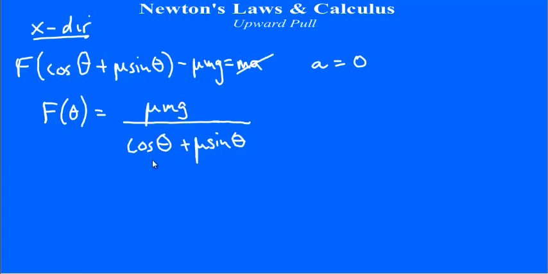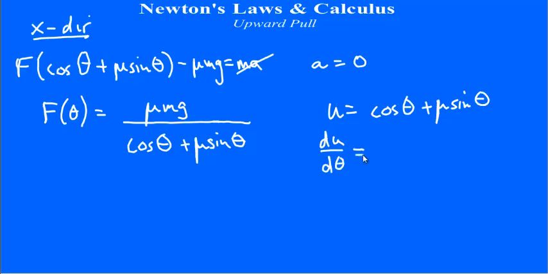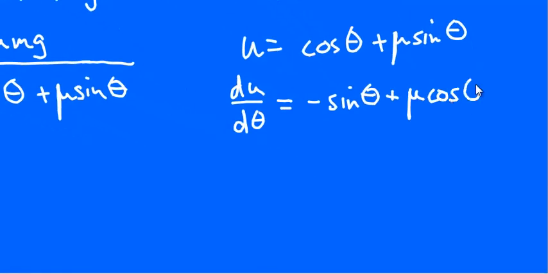We're actually going to do a u substitution here, where u is going to be our denominator in this function. And then we're going to take the derivative of u with respect to theta, like so. The derivative of cosine is negative sine, and the derivative of sine is cosine, like that.